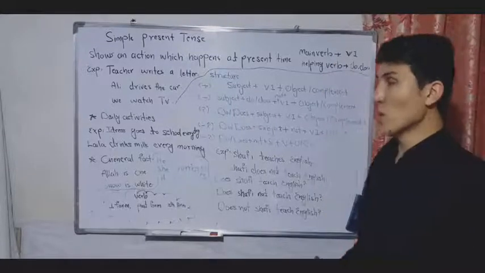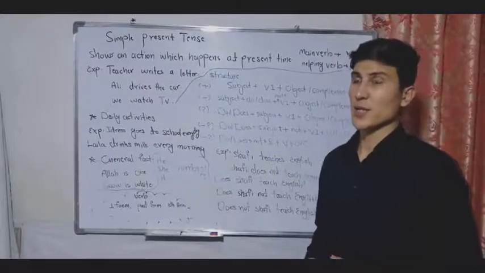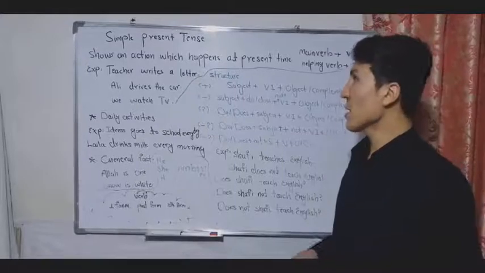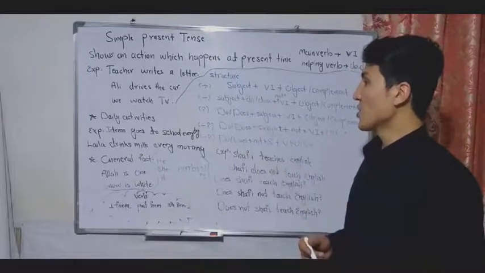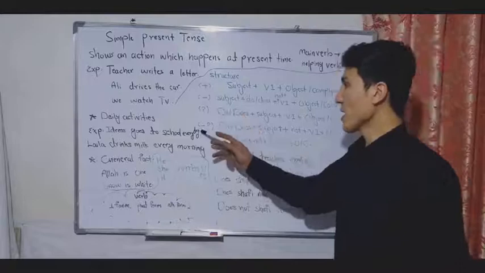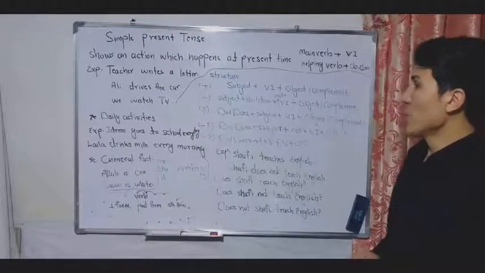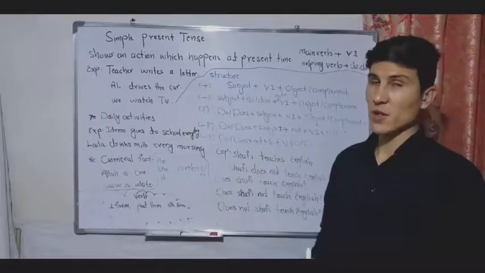So, what is your homework? Your homework is that you have to write 5 sentences for simple present tense and change them to negative, interrogative, and negative interrogative forms. And write them on a piece of paper, take photos, and send them to me.